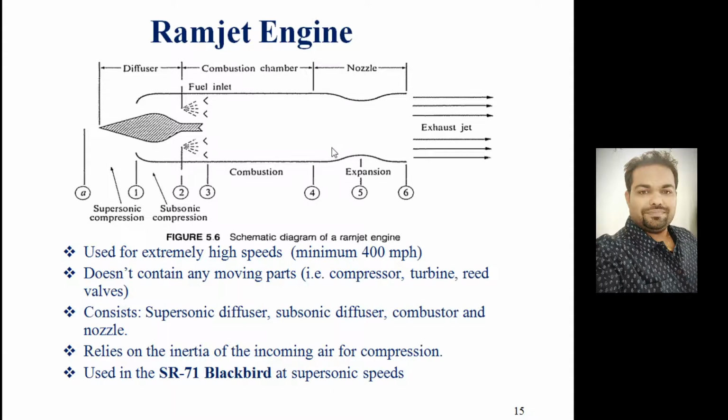So it relies basically on the inertia of the incoming air. The higher the kinetic inertia of the incoming air, the higher the combustion efficiency, or you can say the higher the jet velocity with which the jet comes out of the nozzle. The higher the jet velocity, the higher the thrust. This kind of configuration finds application, first displayed in the SR-71 Blackbird, which used to fly at supersonic speed.